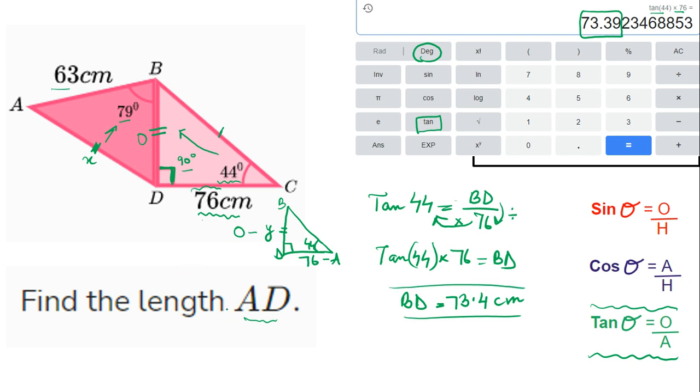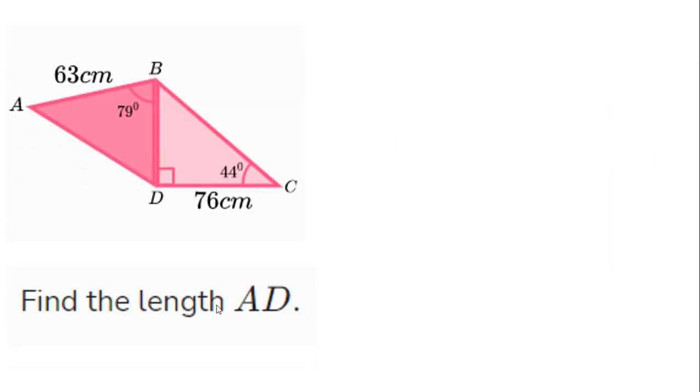Now, the next part of the question is find the length AD. Now, moving on, again, what was my length? It was 73.4. 73.4 was my BD. And now that I am looking for my AD, this is the length AD. Now, I have, let's say, length number one, length number two, length number three, although it's missing, but at least it's involved. And I have this angle.